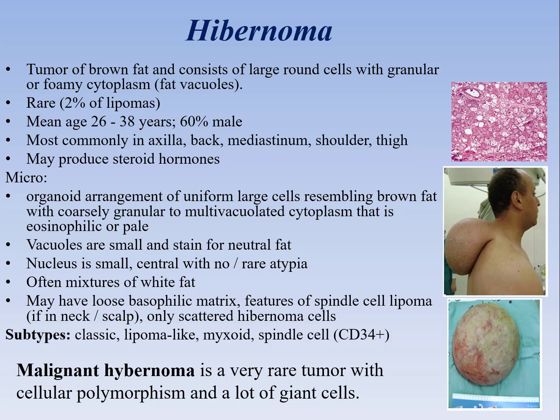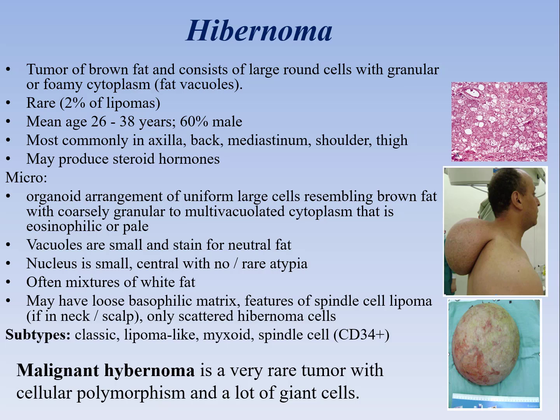Mean age is 26 to 38 years old with a male predominance. Typical locations are axillary, back, mediastinum, shoulder, or thigh. Sometimes this tumor may produce steroid hormones. Microscopically, we can see an organoid arrangement of uniform large cells resembling brown fat with a coarsely granular or multivacuolated cytoplasm that is eosinophilic or pale. Vacuoles are small and stain for neutral fat. The nucleus is small, central, with no or rare features of atypia.